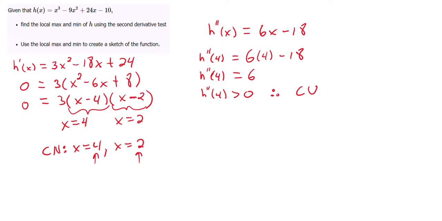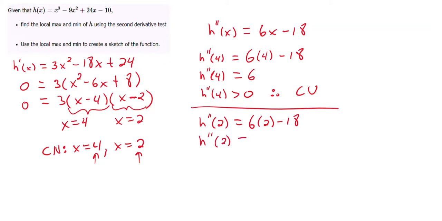All right, so now let's try the next one. So now you're probably guessing it's going to be concave down, and you're probably going to be right. So if we look at our next one, h double prime of 2, if we plug in 2 this time, we get 6 times 2 minus 18. So h double prime of 2 is negative 6. Okay, so this means that h double prime of 2 is less than 0.